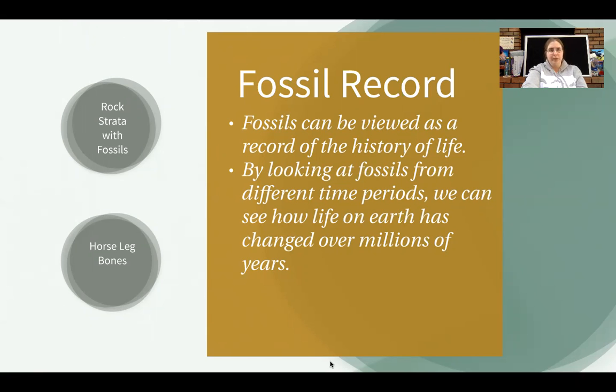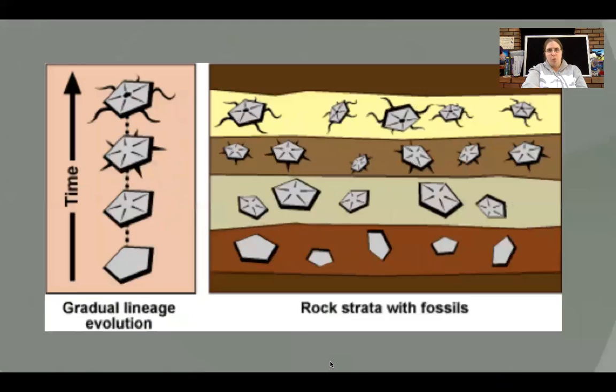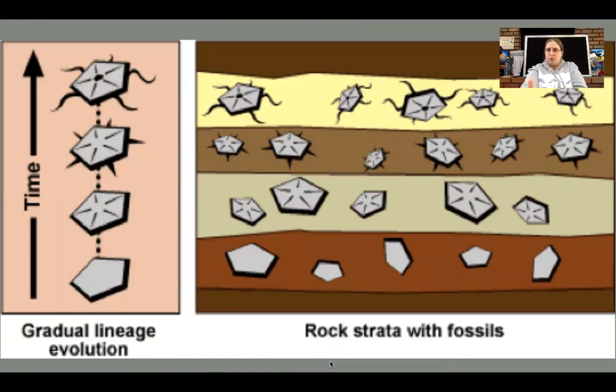There's a couple ways we can do this. One, we can look at rock strata, which are the different layers, and we can compare the fossils found in each layer. So now we're saying that the lowest layers of the rock are the oldest, which makes sense. And then the topmost layer would be the most recent.